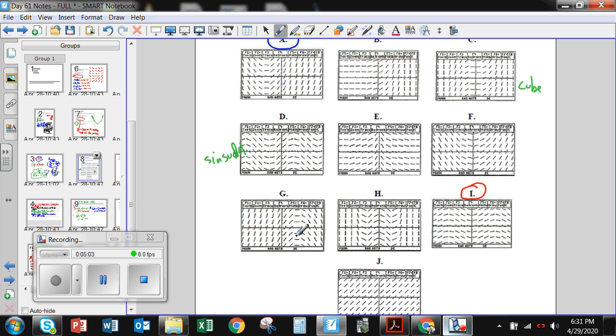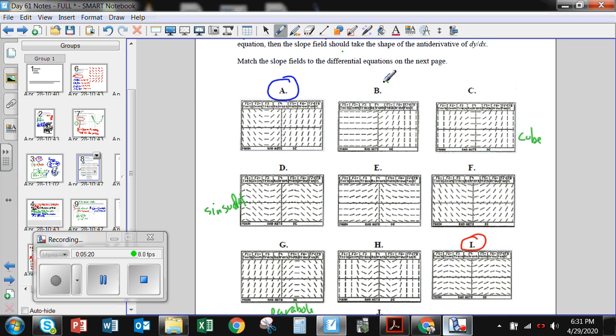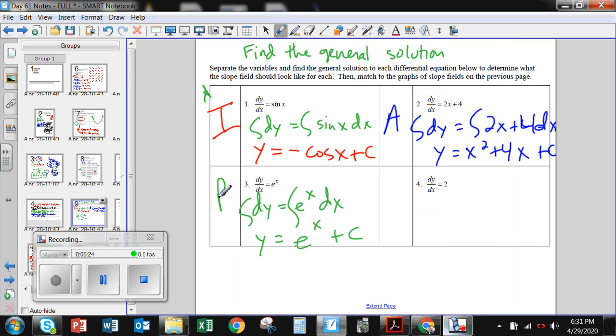Sinusoidal. That looks like it's a parabola. Parabola. This looks like it's almost like a quartic. We already did I, so it looks like it's just going to be B. Okay, so that's the only one. So let's write that down and keep going.